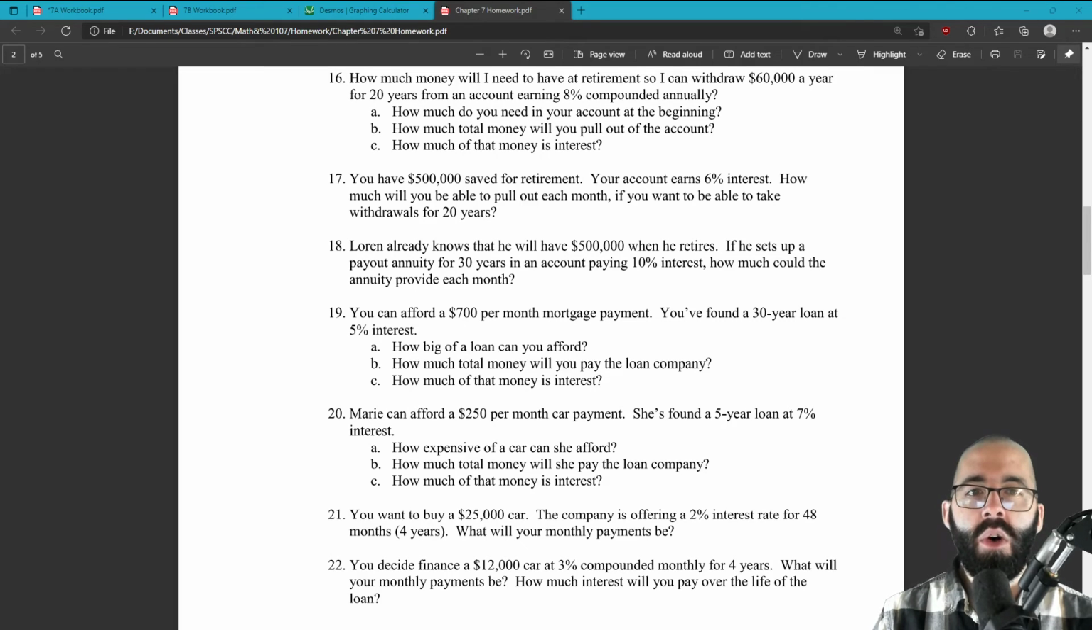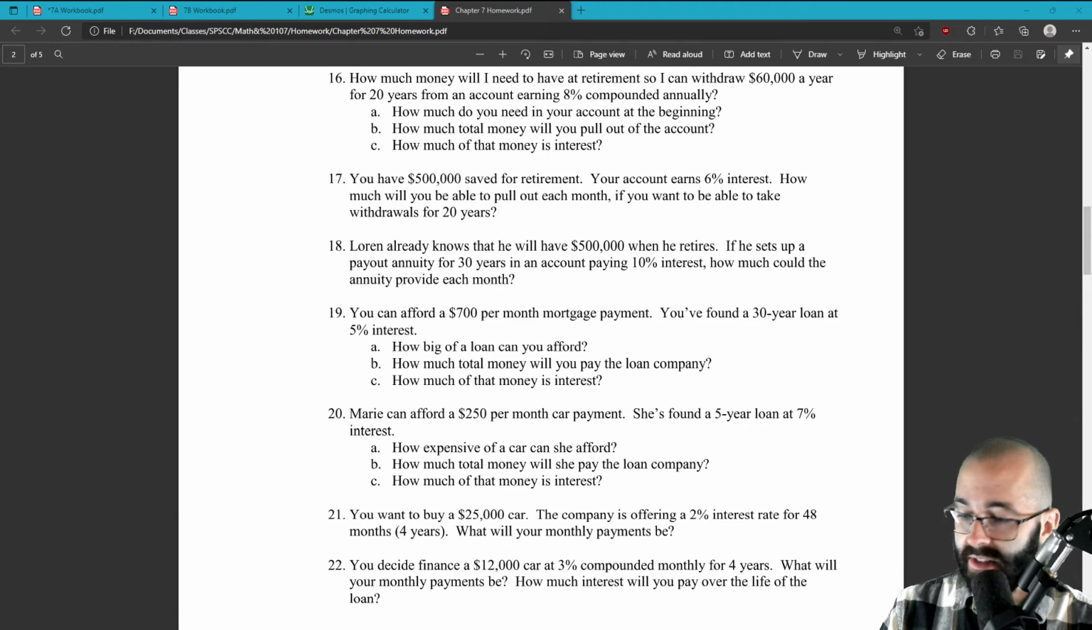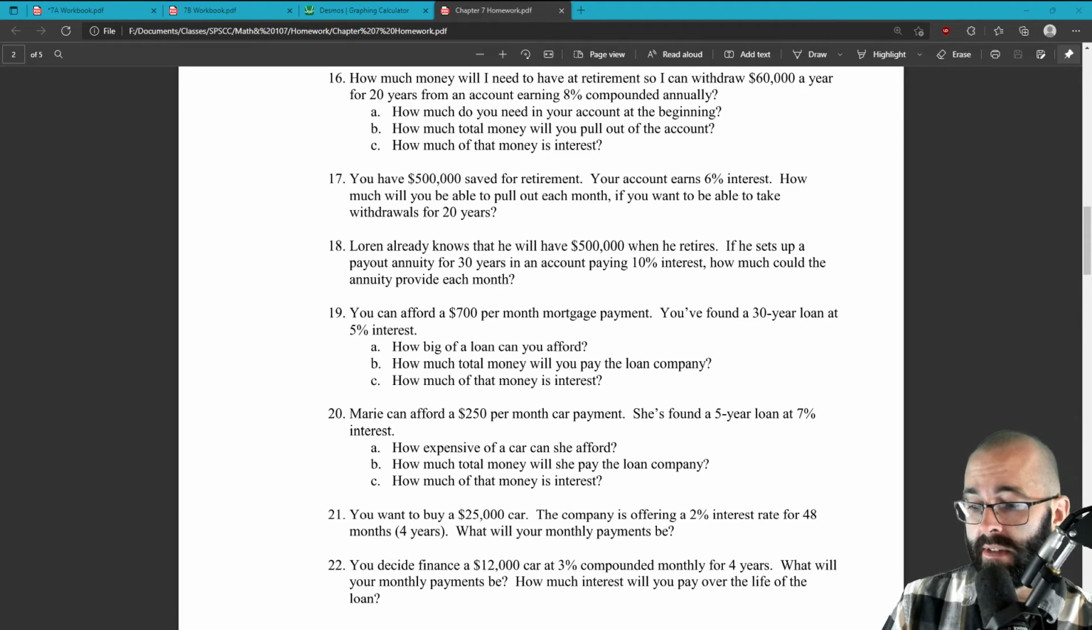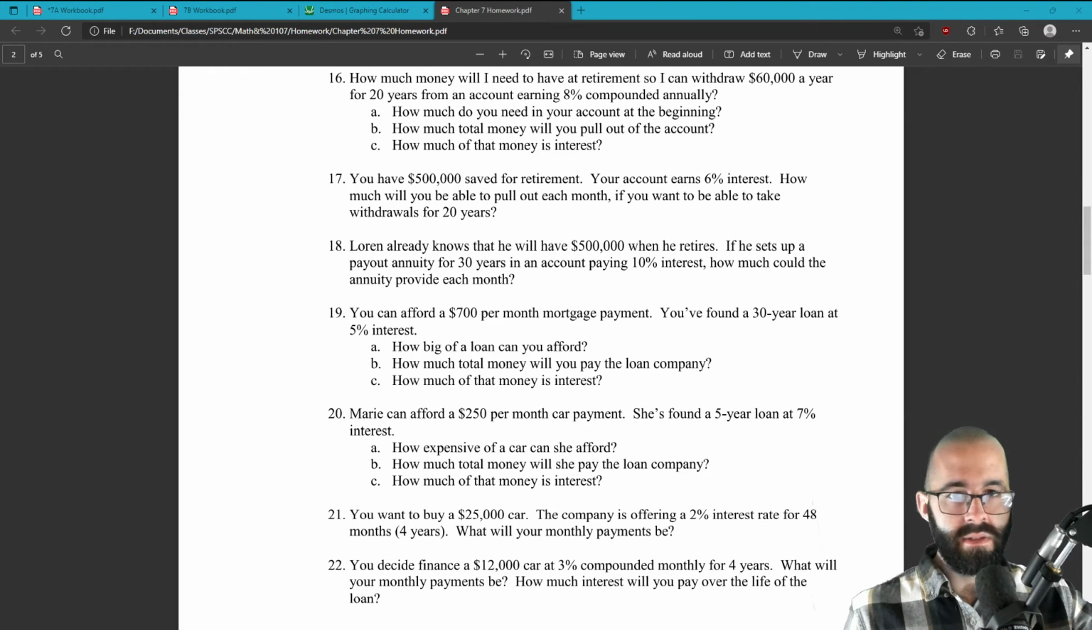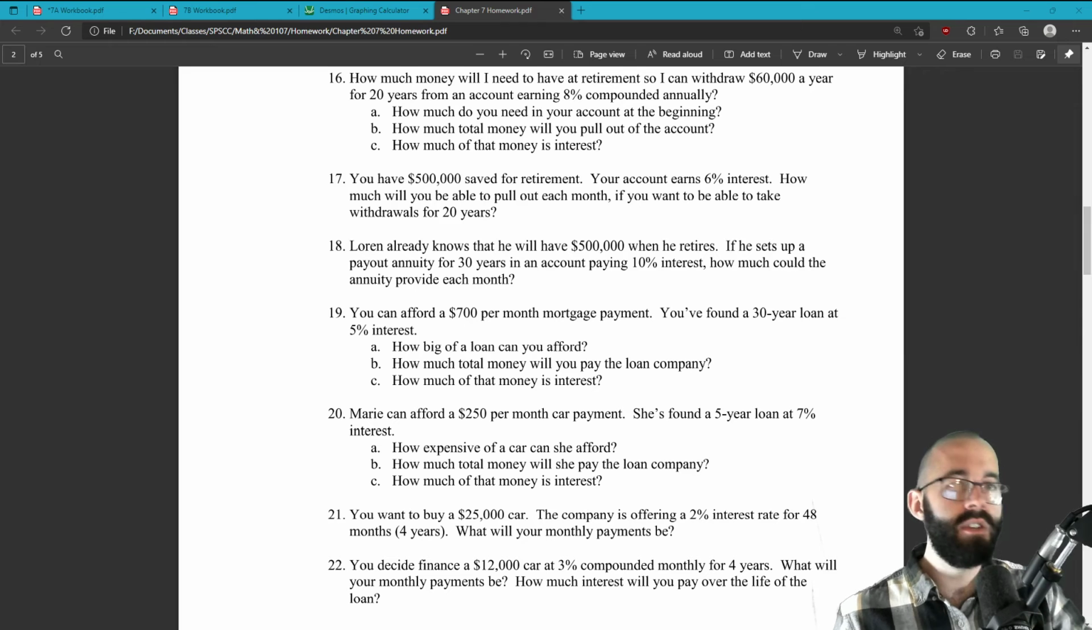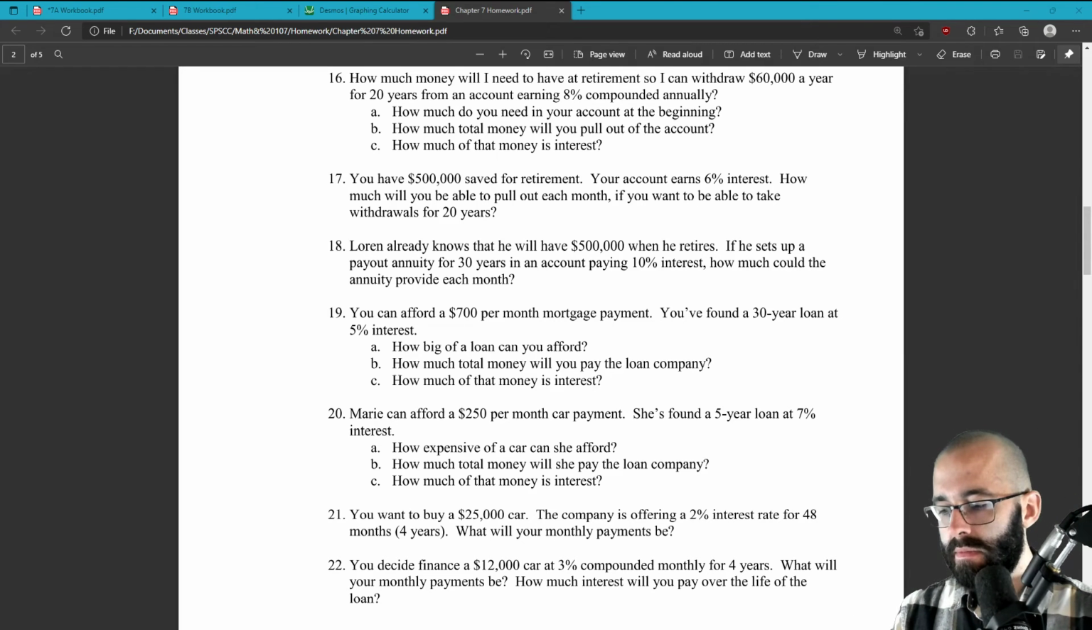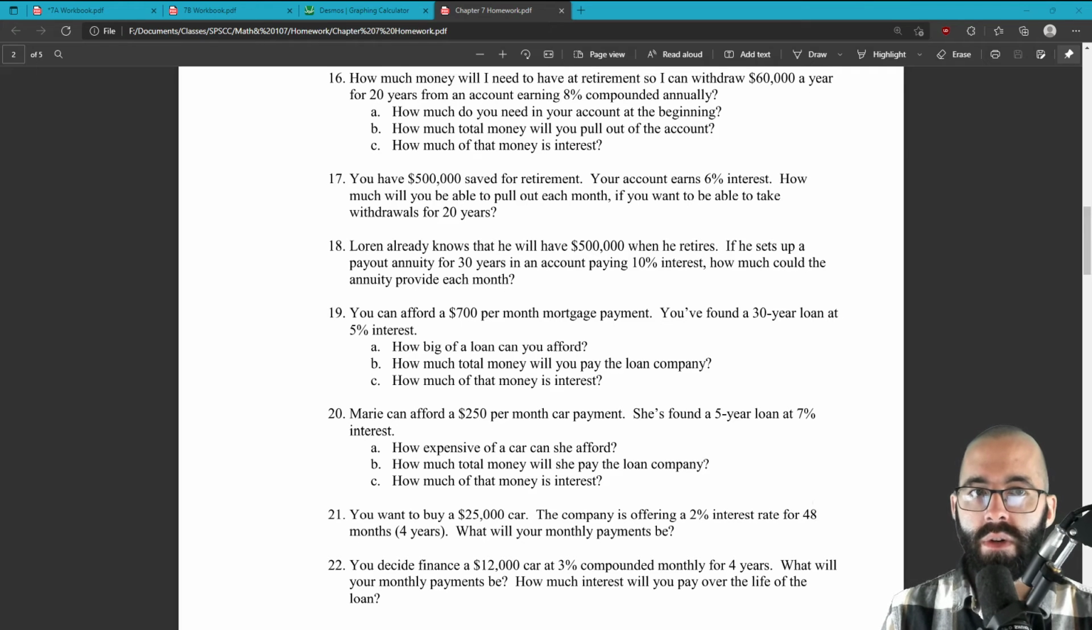Part B is asking how much total money will you pull out of the account? Which is not this much money. This is how much money is at the start of the account, but we're pulling out more than this. We're still getting interest every year, 8% of this. That's a lot of interest. And every year we're withdrawing more, so this gets smaller, but we're still getting interest. The question is, how much do we pull out total?